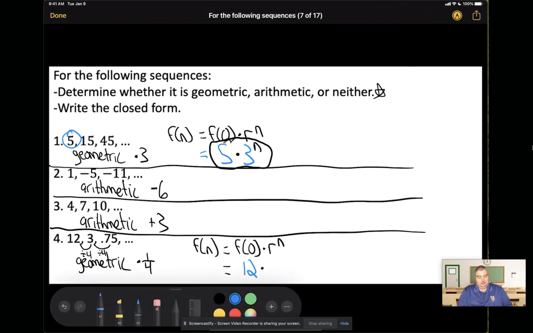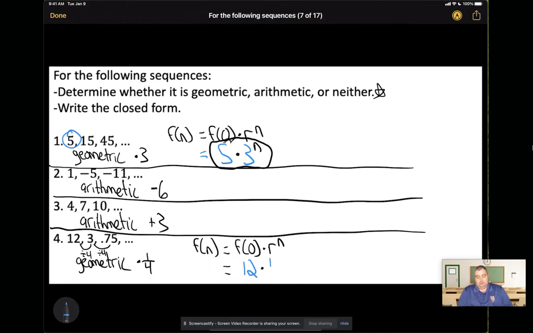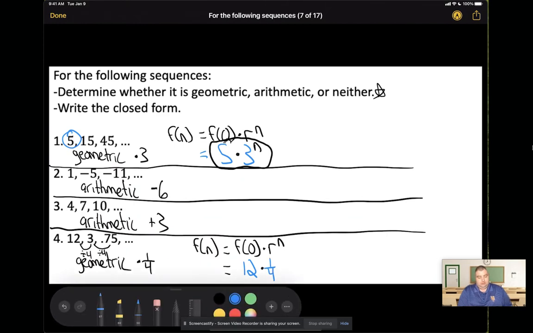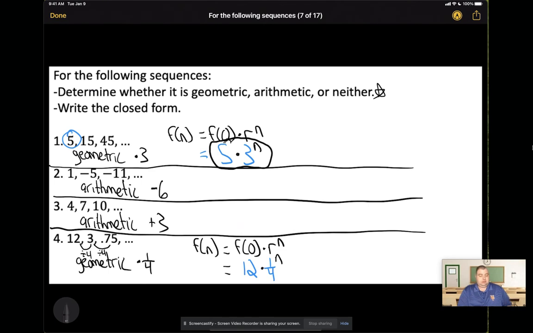So we've already said our common ratio is 1/4. Dividing by 4 is the same as multiplying by 1/4. So we're going to plug in 1/4 for r, to the power of n. So my closed form for number 4 is going to be 12 times 1/4 to the power of n. So that's the answer to number 4.